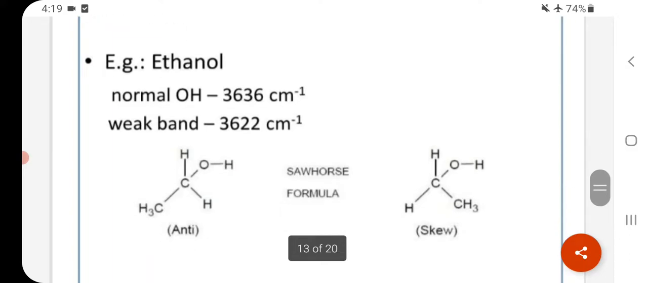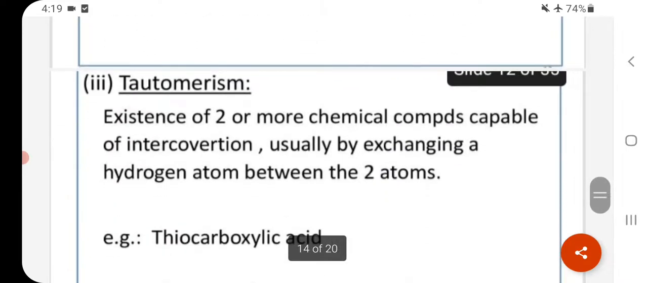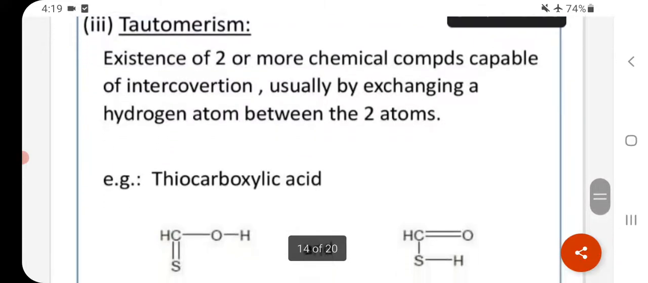Example, ethanol. Normal OH is 3636 cm inverse. Weak band at 3622 cm inverse. Tautomerism. Existence of two or more chemical compounds capable of interconversion, usually by exchanging a hydrogen atom between two atoms. Example, thiocarboxylic acid.